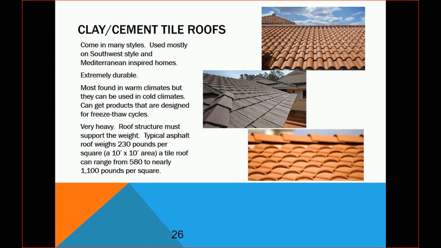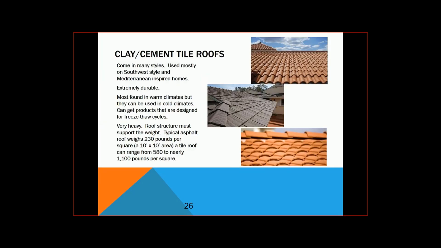Clay and cement tile roofs, we kind of already talked about this. These are used a lot in the Southwest and in Mediterranean homes. They're extremely durable. They're found in warm climates, but they can be used in cold climates. You can get products that are designed for freeze-thaw cycles so they don't crack and break. They are very heavy. Roof structure must support the weight. Typical asphalt roof weighs 230 pounds per square, which is a 10 foot by 10 foot area. A tile roof can range from 580 to nearly 1,100 pounds per square. So it's at least doubled, tripled, quadrupled the weight. So you have to take that into consideration.